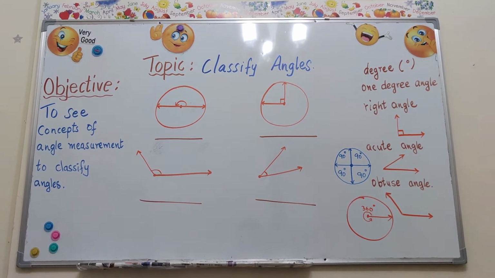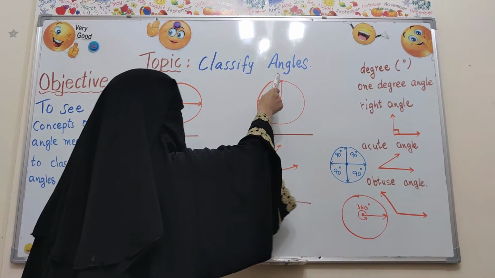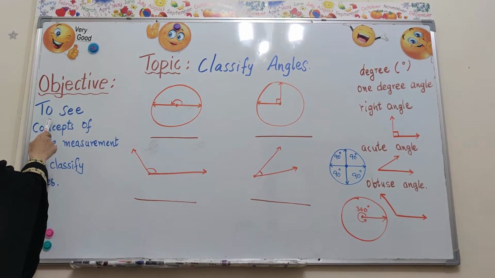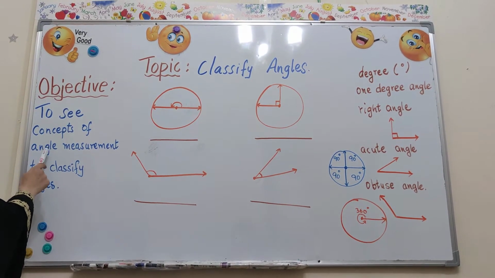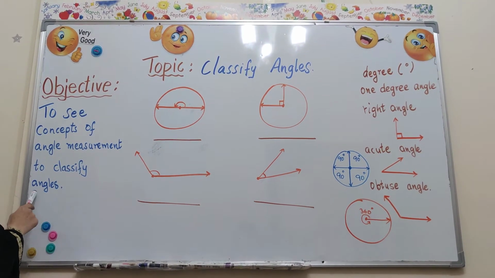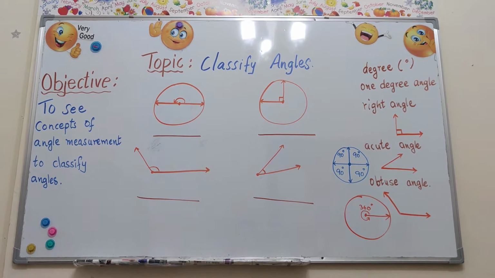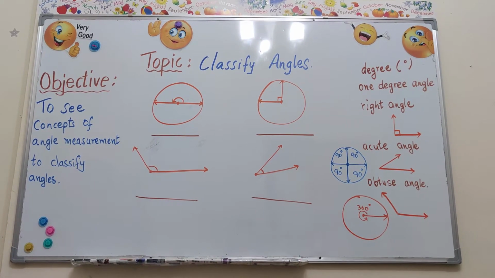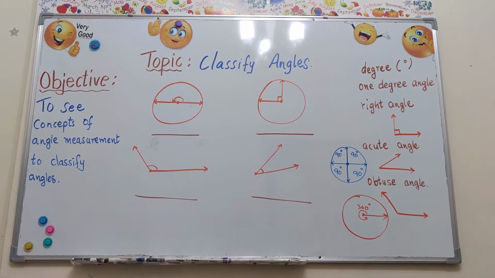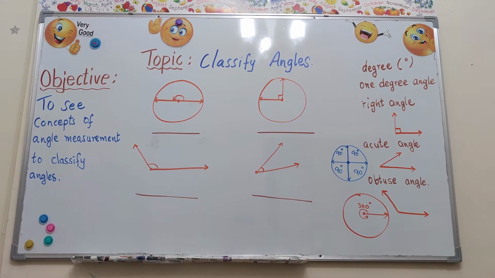Let's see today's topic. It is classify angles. So what's our objective? To see concepts of angle measurement to classify angles. Earlier we have seen about the turns in a circle, but today we are going to classify them. That means more than the turns.